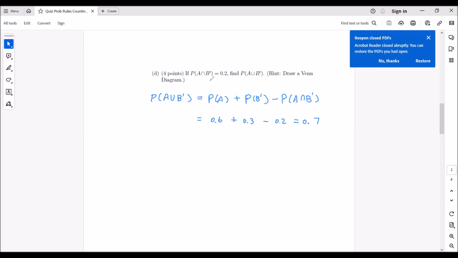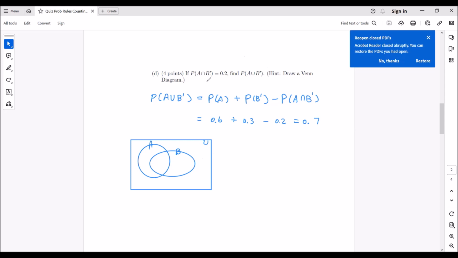To draw a Venn diagram, the key is to find the middle part, which is the intersection. Let's draw a Venn diagram. You have A here, you have B here, and we have the universal set or the sample space. It doesn't really matter what you call it. How can we figure out the Venn diagram? We need to put numbers on each piece, and the key is to find the number for the probability of the intersection. We know the probability of A intersect B complement.